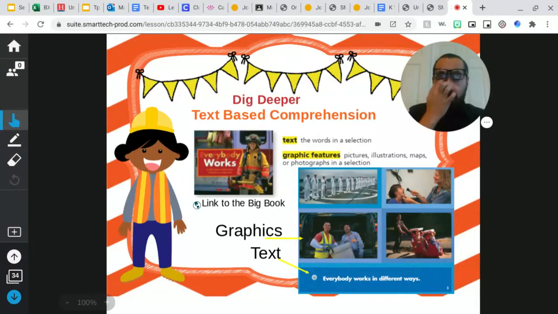Okay, so when I look at the photos of people building and fixing things, I think I know what the author is trying to say by looking at these pictures. The photographs show examples of people doing the kinds of work that the words tell us about. So remember, I said last time and the time before that the pictures match the words, right? That's what we're going to get to today. So let's get into our story.